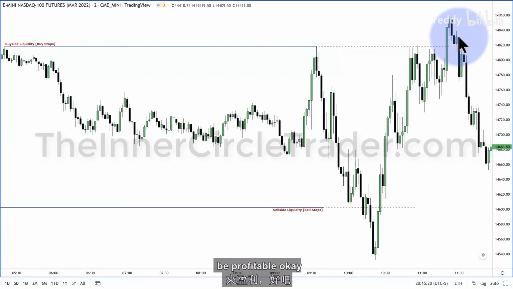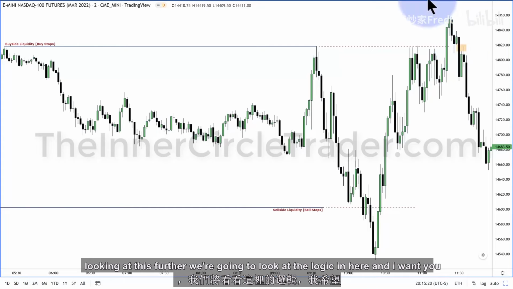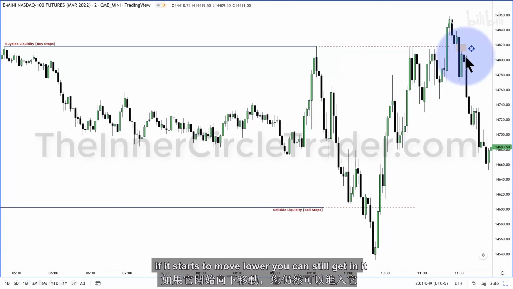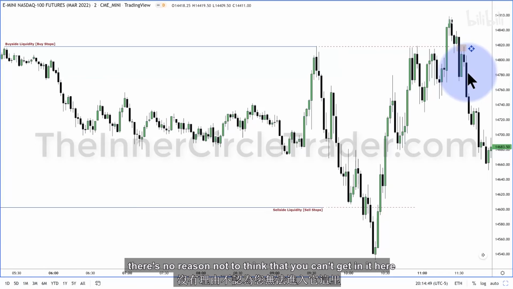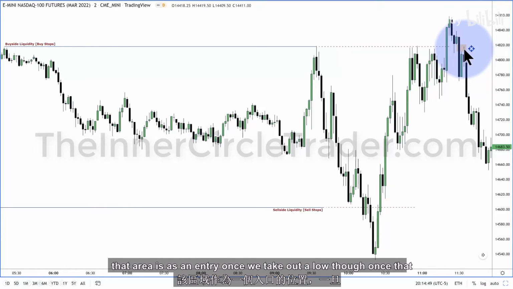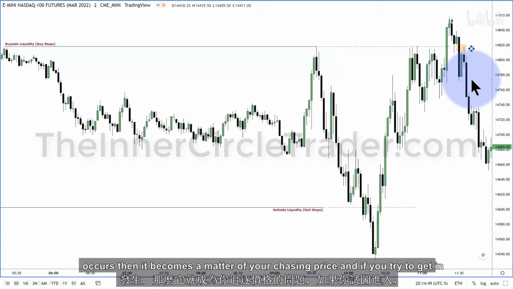Okay? Looking at this further, we're going to look at the logic in here. And I want you to think about, after this forms and you see that as your choice setup or entry, if it starts to move lower, you can still get in it. There's no reason to think that you can't get in it here or in here. It's in close proximity to where that area is as an entry. Once we take out a low, though, then it becomes a matter of you chasing price.